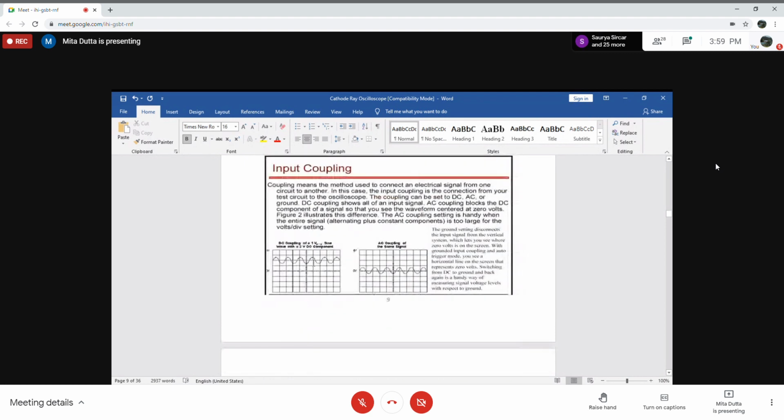So here this is a DC-AC superposed signal. At the DC position, this is DC coupling and this is AC coupling. We are removing the DC component of this signal. Only the AC component is displayed here.